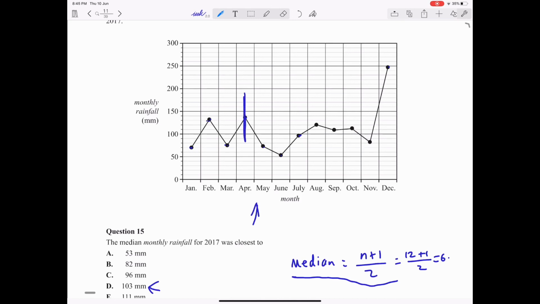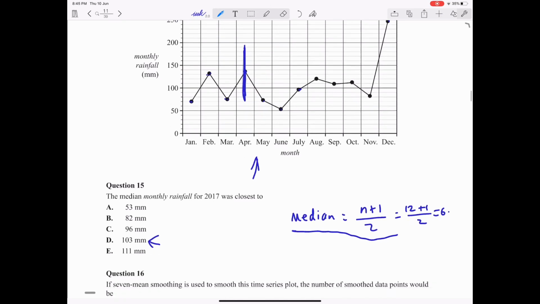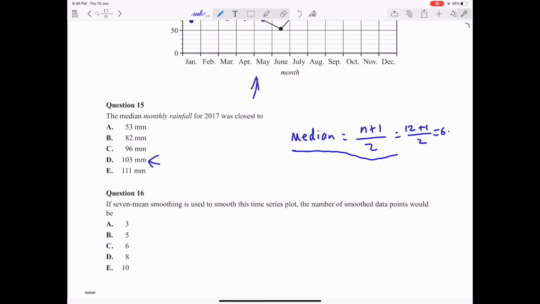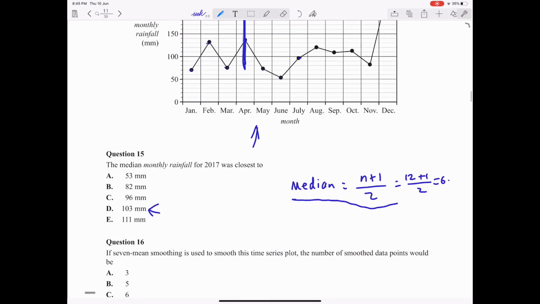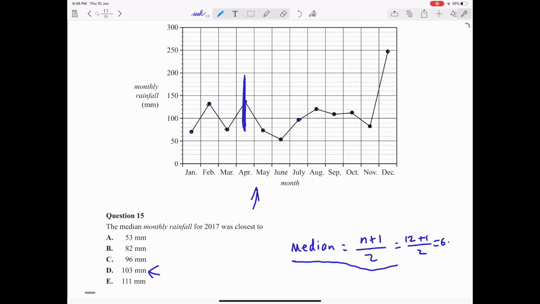So this is the first point that would be used. That would have a 7 mean smoothing. So therefore, just count from the other end to find which would be the last point that would have a 7 mean smoothing. So you count 1, 2, 3, 4, 5, 6, 7. So the middle point would be 4 from the end. 1, 2, 3, 4. So therefore, this would be the last point that has 7 mean smoothing.